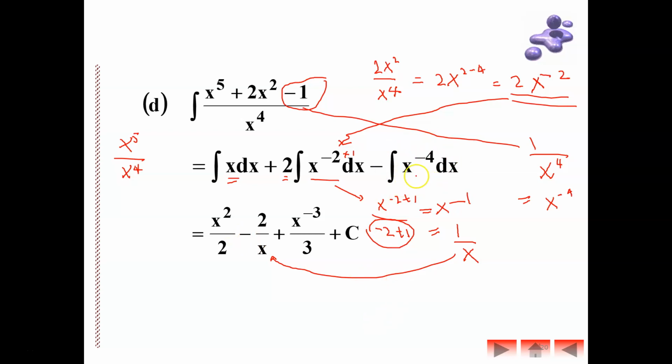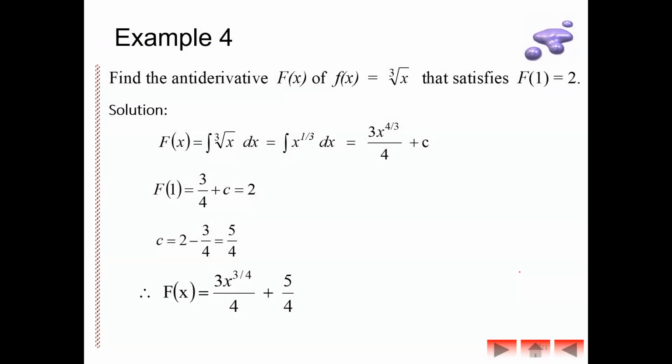Then also this one, integrate x to the power of negative 4, you will get x to the power of negative 3 divided by negative 3, plus c. Okay, that's it. All the 4 questions solved. Okay, let's see another example. Find the antiderivative f(x) of f'(x) equal to this one, the cube root of x.